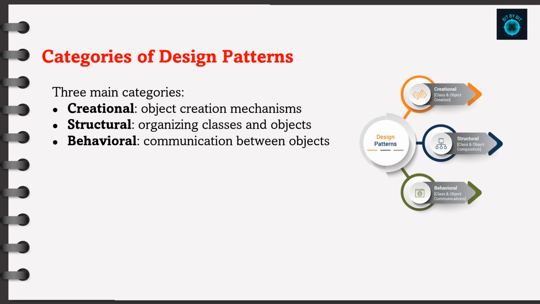Structural patterns deal with how classes and objects are composed or arranged. They help form larger structures while keeping code flexible and maintainable. Behavioral patterns are concerned with how objects interact and communicate with each other. They help in defining responsibilities and flow of control in complex systems. On the next page, we'll take a closer look at examples from each category.